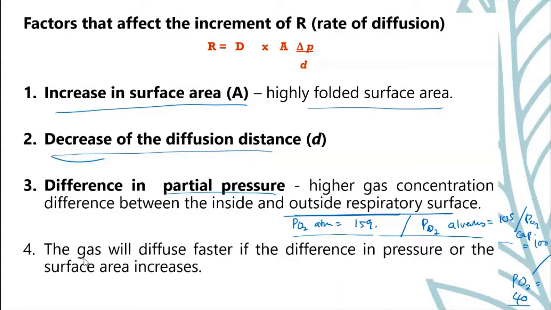So the gas will diffuse faster if the difference in pressure or the surface area increases. Cuma yang nak kena decrease adalah distance tu je. Okay, area and partial pressure has to be high to increase the rate of diffusion.